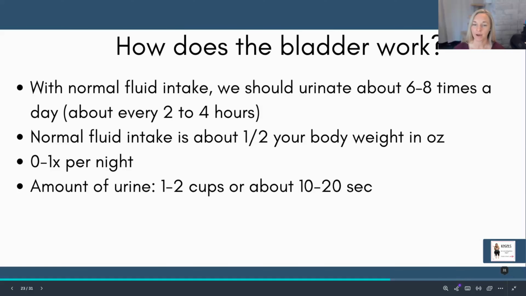So another way to think about it is 10 to 20 seconds. So if you're going to the bathroom, 1,000, 2, 1,000, 3, 1,000, that should be as much as you stream, anywhere from 10 to 20 seconds or more. If your stream is less than 10 seconds, that means that either you're not emptying your bladder all the way, or you went to the bathroom too quickly before needed.